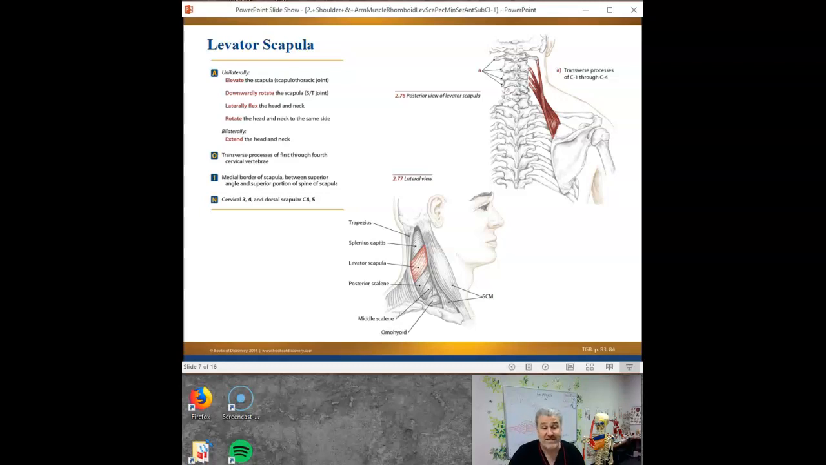Right. So in this scenario, they are synergists. They are supporting one another. They are working in symphony. They're working together, and they support each other. Right. Now, could the trapezius and the levator scapula on the same side fight each other?